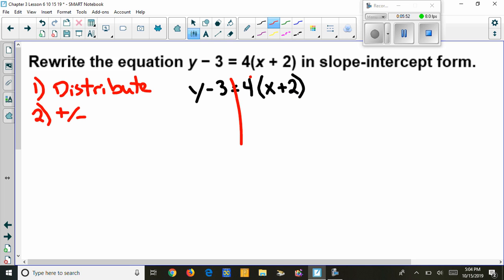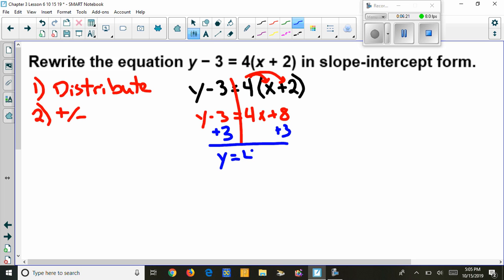Step 1, distribute, so we'll multiply. Becomes y minus 3 is equal to 4x plus 8. Second step will come with the adding or subtracting. I look at the y minus 3. Minus 3 means I must add 3 because that is the opposite, to both sides. I find that y is equal to 4x, then positive 8 plus 3 is plus 11.